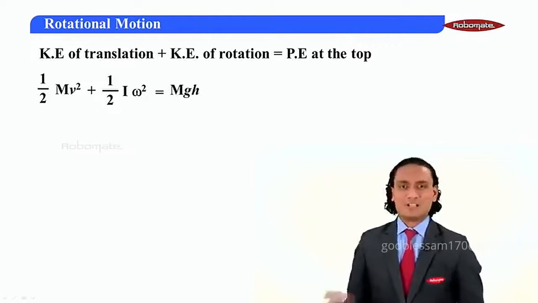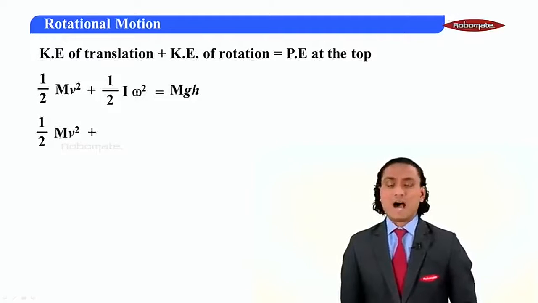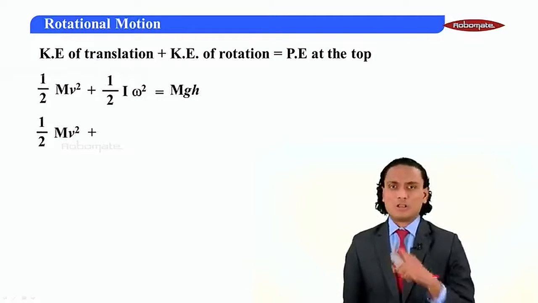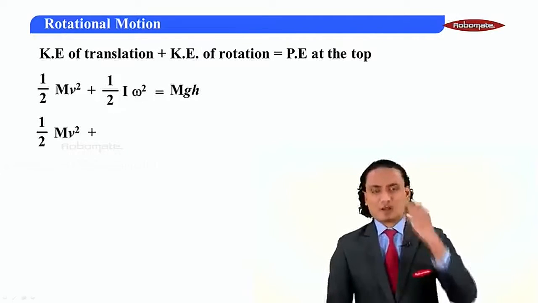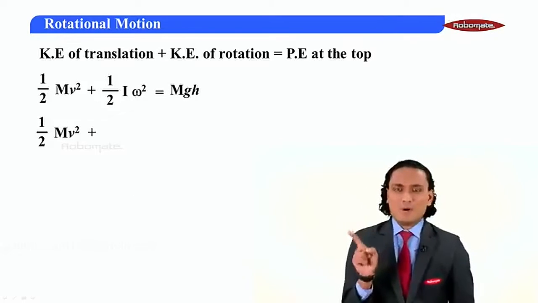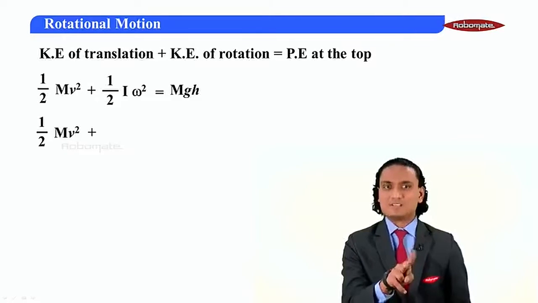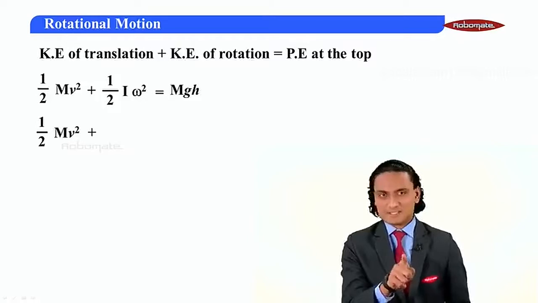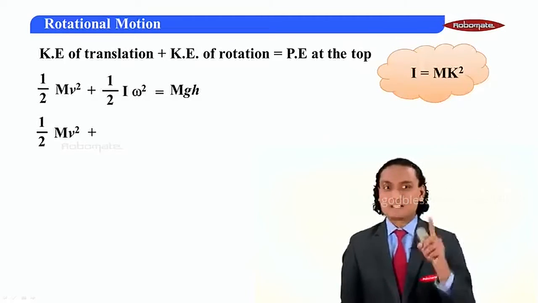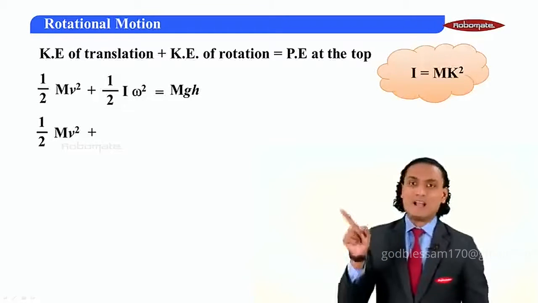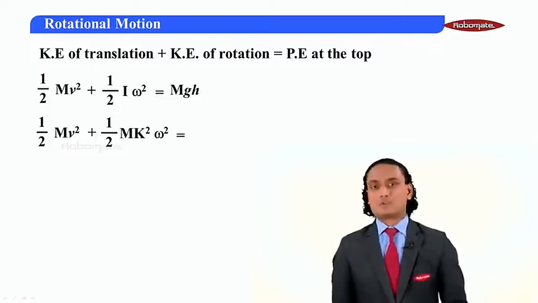Now students, we can simplify this expression. We can write this as half mv square plus, hold on, the moment of inertia formula. Which formula do we want? The relation between moment of inertia and radius of gyration: I is equal to mk square, mass into radius of gyration square. So half I omega square can be written as half mk square omega square, equals mgh.